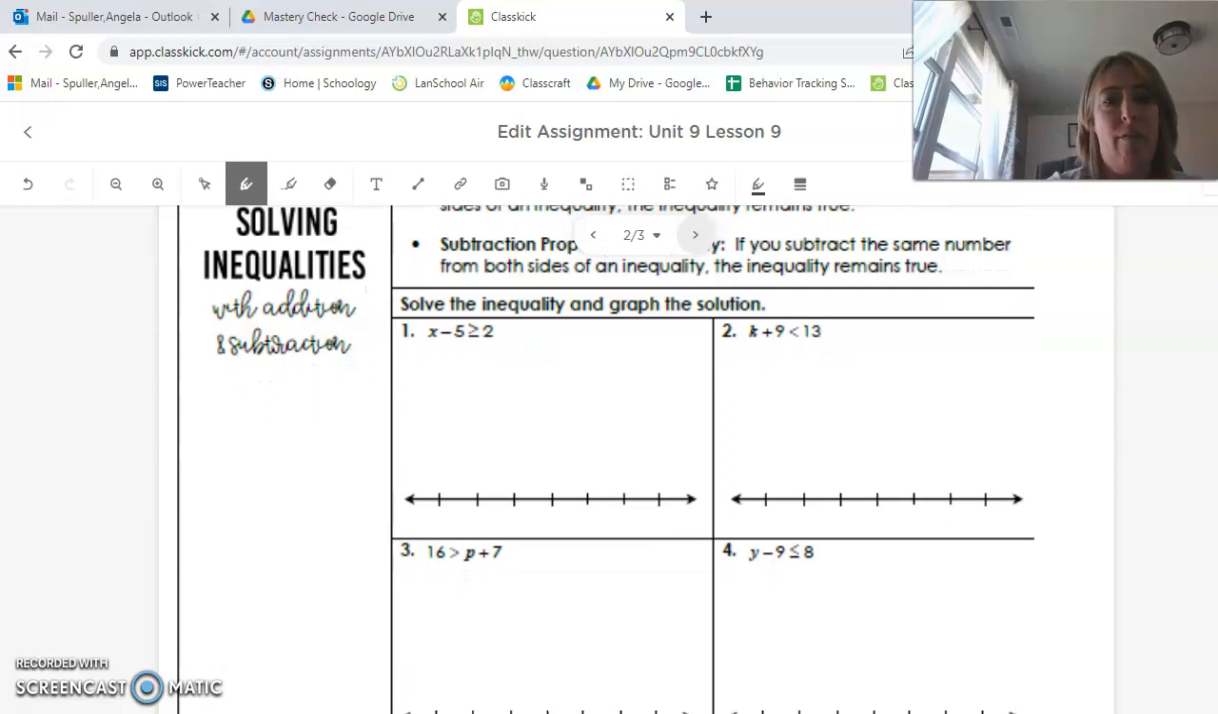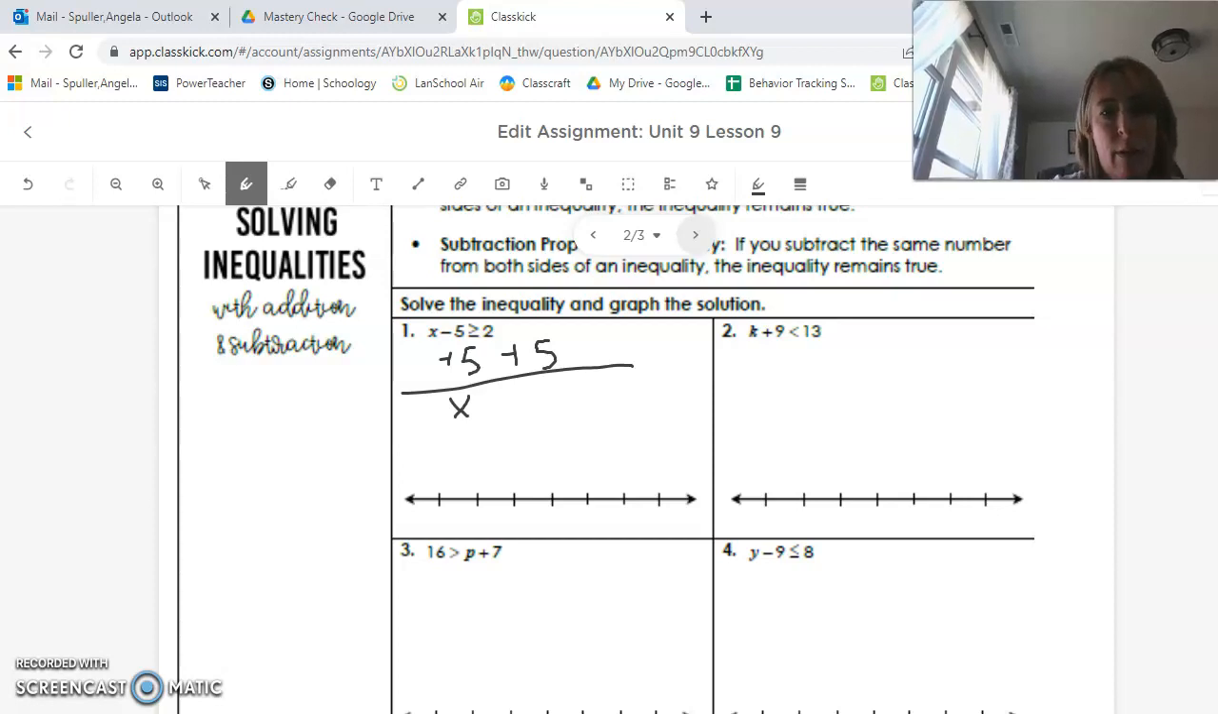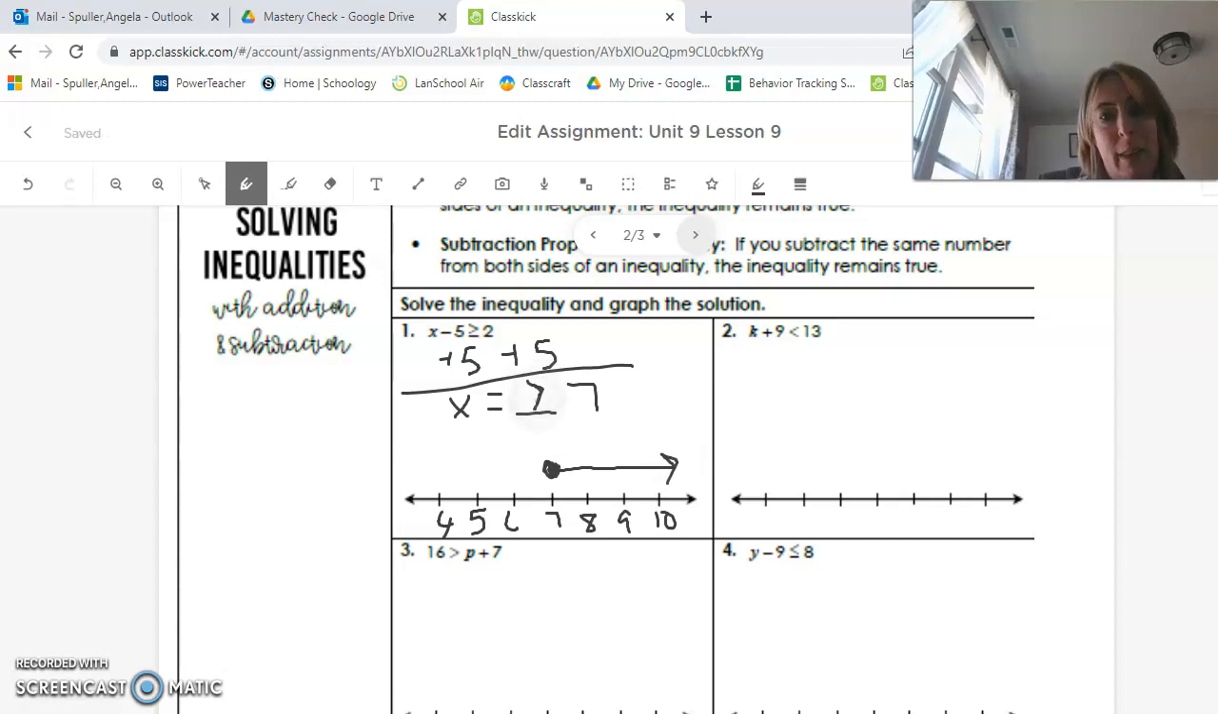First off, we have to solve this. To do that, remember we do the inverse operation. So instead of subtracting, we're adding 5 to both sides. Okay, so that's going to get me x minus 5 and adding 5 are the opposite, makes it 0, is greater than or equal to 2 plus 5 is 7. So again, 7, 8, 9, 10, 6, 5, 4. Okay, greater than or equal to, so we're going to put a closed circle, and greater than goes this way. See, it's pointing this way.